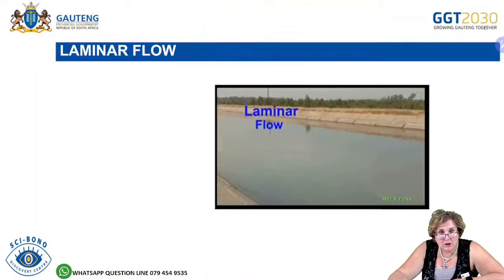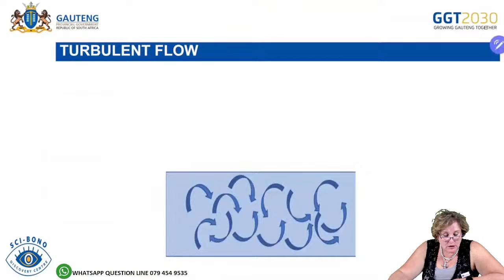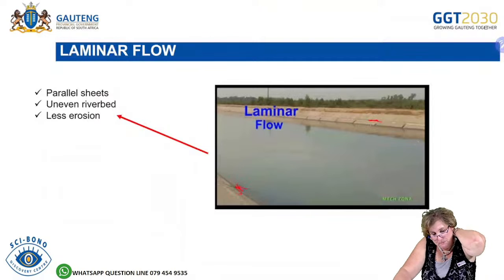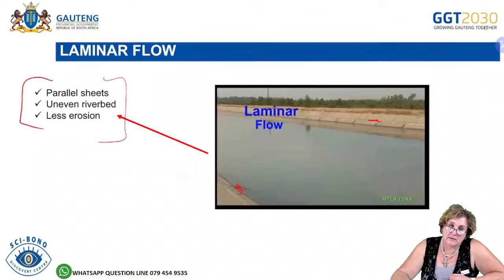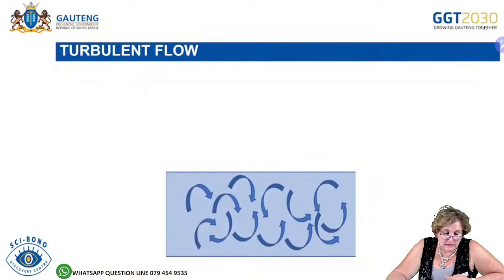If I can give you a picture or a photo, this is how the laminar flow in a river looks like. It's parallel sheets. Remember, you need to be able to describe. There's less erosion, and then the only erosion basically we will have is on the sides or down there at the bottom of the river. So these three things are the characteristics of laminar flow. So now you can define it, and you can identify it, and you can list the characteristics.